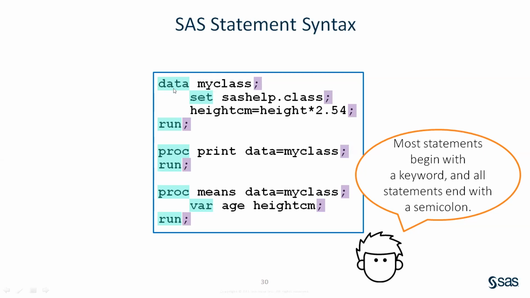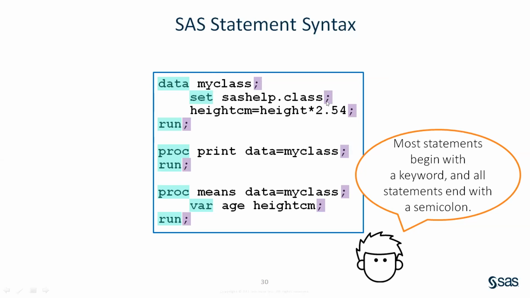By this keyword data. And it's a statement, it's ending with a semicolon. And the whole thing ends as a step with a run. Run itself is also a statement, and it's ending with a semicolon. And the set and var is also highlighted. Set is, yeah, that's what it's telling.